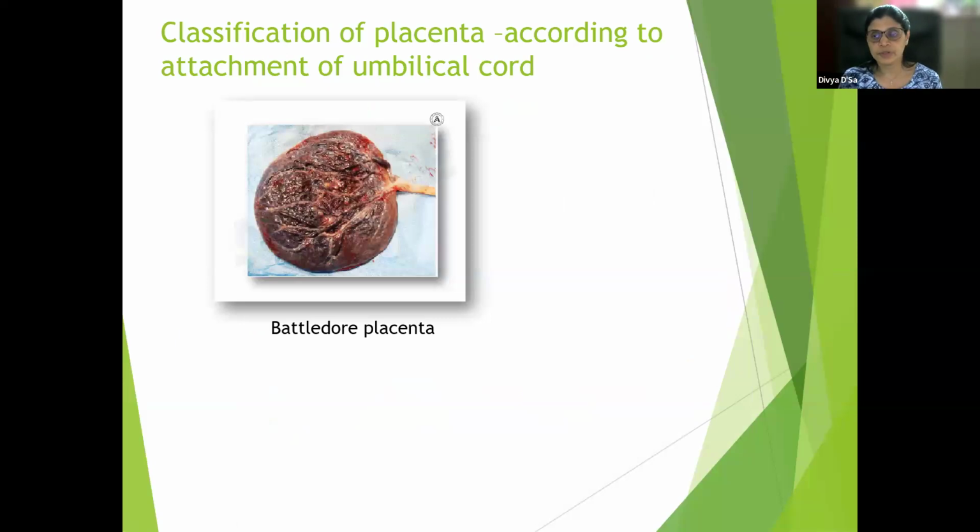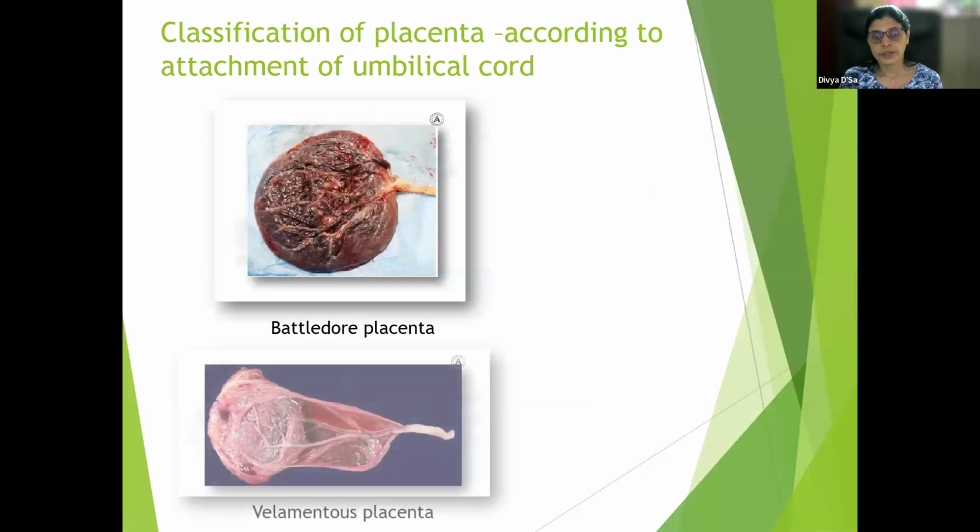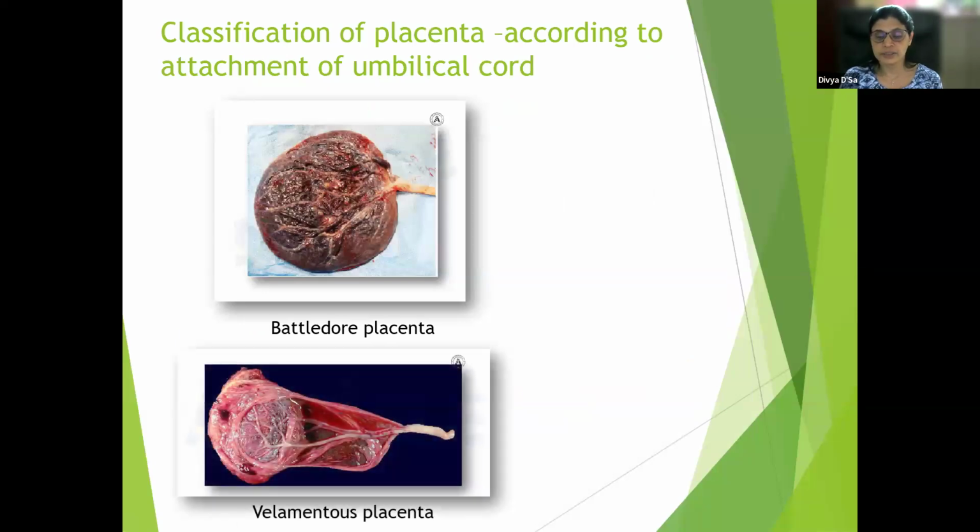Then based on the attachment of the umbilical cord, we have the battledore placenta, where the umbilical cord is attached to the margin. Velamentous placenta: here the umbilical cord, usually attached almost near the central portion, just before it reaches the placenta, will divide, and through a thin membrane and its branching, it gets attached. This is the amnion. So through the margin, it gets attached to the surface of the placenta. This we call the velamentous.